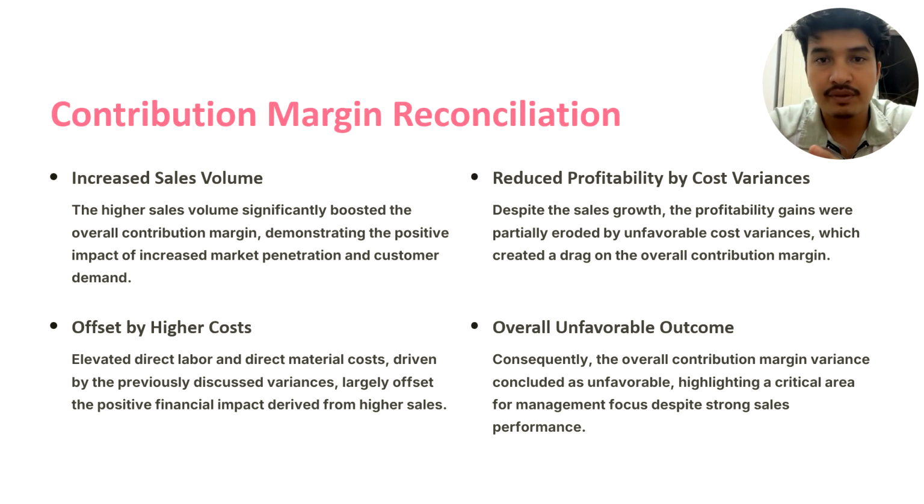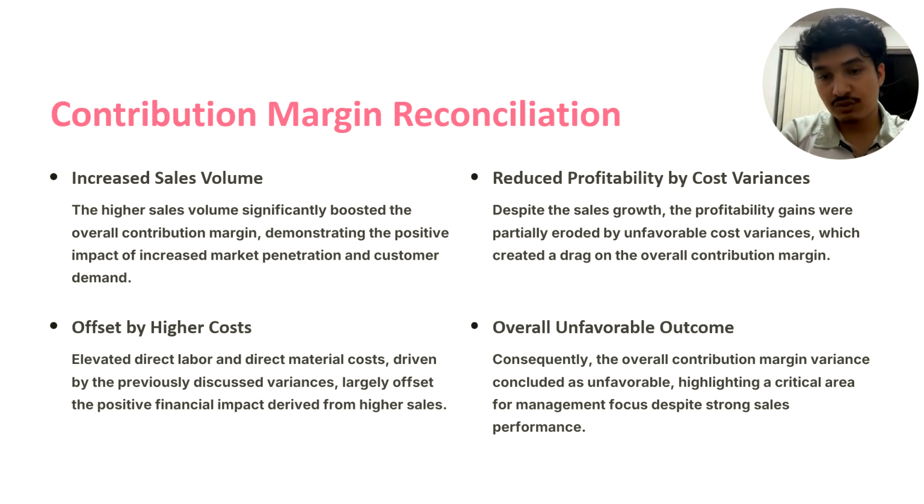Thank you, Ganesh. Hello, everyone. My name is Mohit Karki. So, this slide explains why the contribution margin ended up being unfavorable, even though sales volume increased. In May, Videotech sold 2,200 units, which is 200 units more than the budgeted 2,000 units. Normally, selling more units should increase contribution margin, and in fact, this created a favorable sales volume variance.